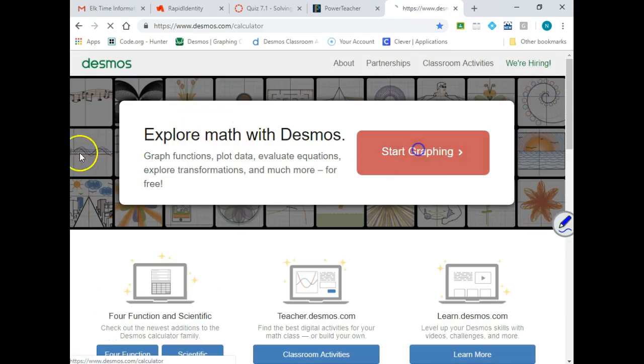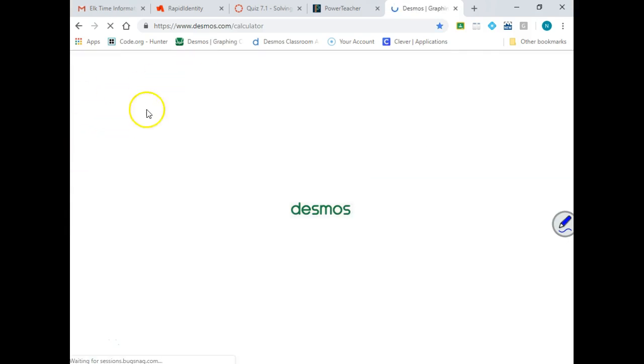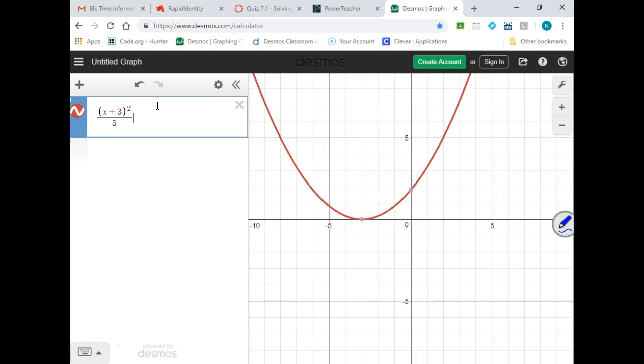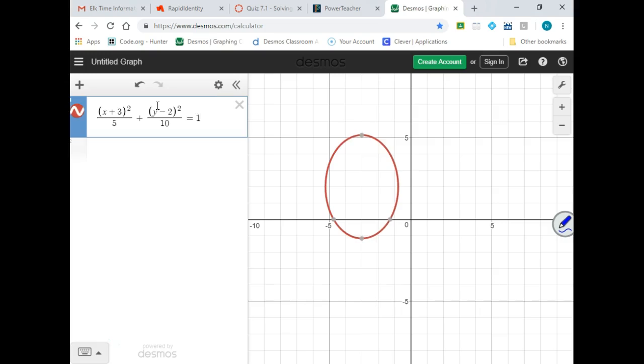Desmos, I like it because it will graph everything even if it's not solved for y. Your calculator can't graph it. So, like, if I have (x plus 3) squared over 5 plus (y minus 2) squared over 10 equals 1, Desmos will graph anything for you. So this is an ellipse that we have here.